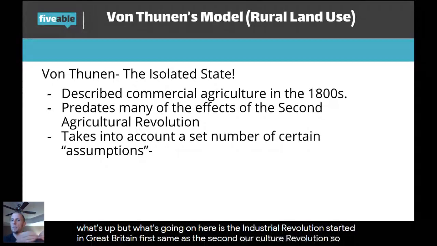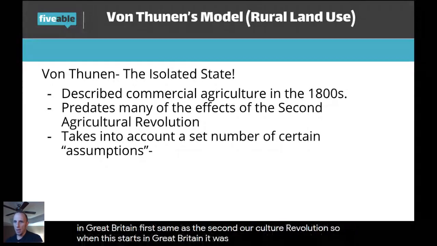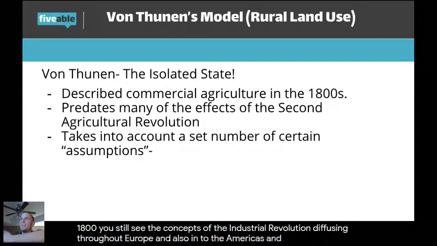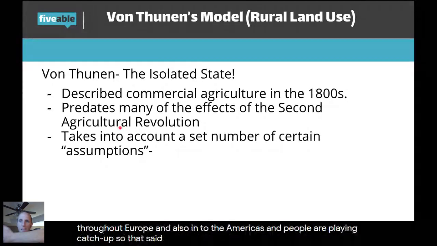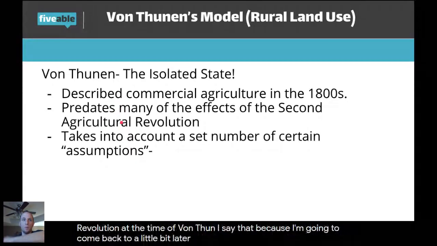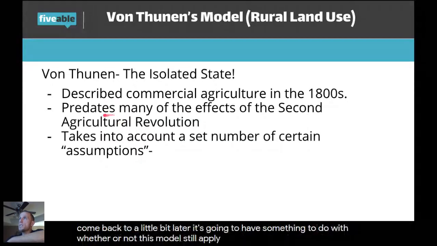So when this starts in Great Britain, it was in the mid 1700s. By the year 1800, you still see the concepts of the Industrial Revolution diffusing throughout Europe and also into the Americas, and people are playing catch up. That said, Germany was in the midst of the Industrial Revolution at the time of von Thunen. I say that because I'm going to come back to it a little bit later. It's going to have something to do with whether or not this model still applies.